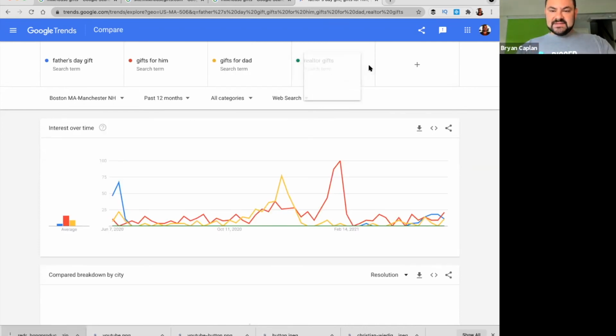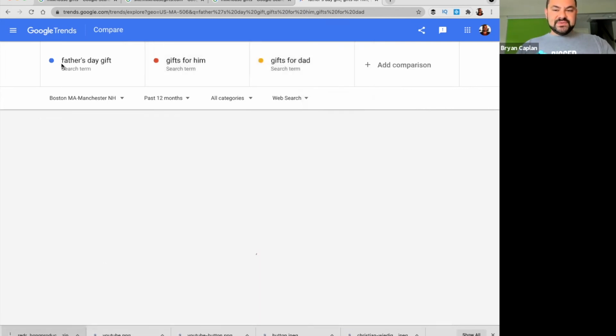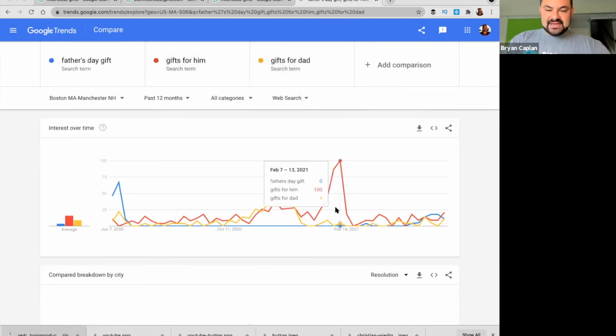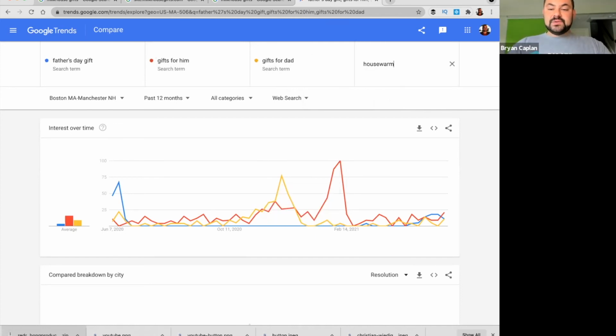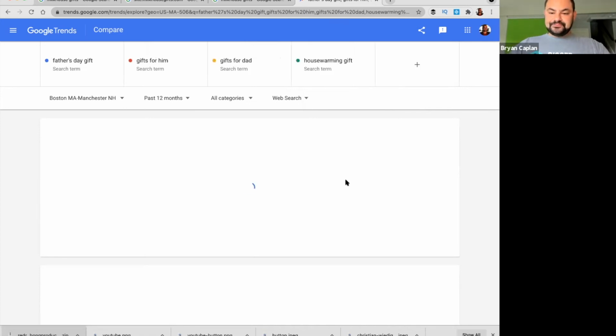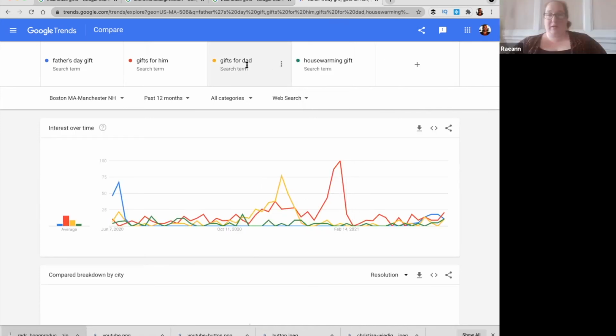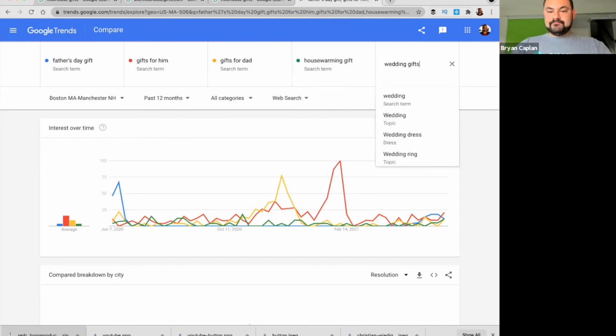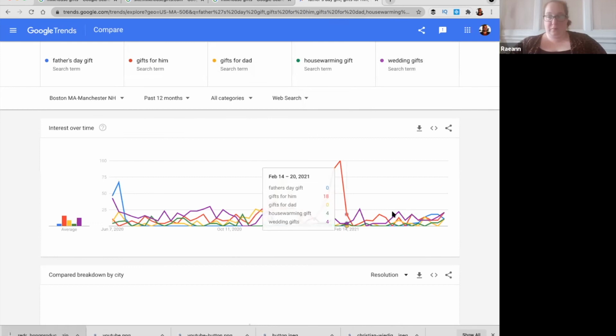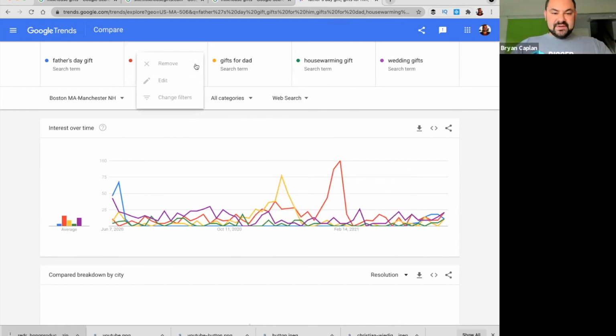Nope, that's flatlined. So the cool thing is we can compare all these different terms. You can get an idea. So February 7th through the 13th, Valentine's Day, gifts for him was huge, right? How about housewarming gift? Another big one right now should be wedding gifts. Wedding gifts, I would think. So there we go. Let's get rid of gifts for him because it has that anomaly.